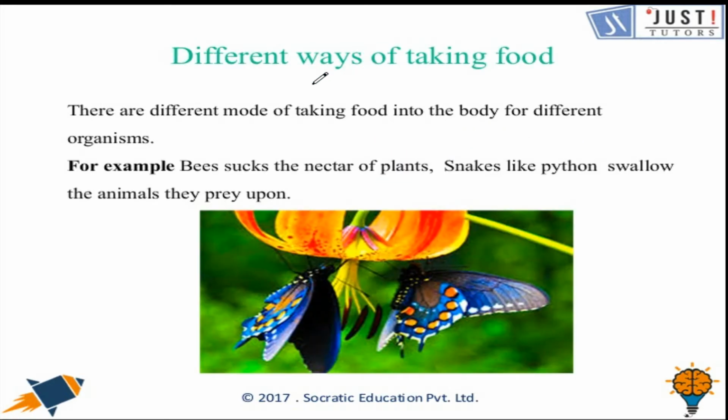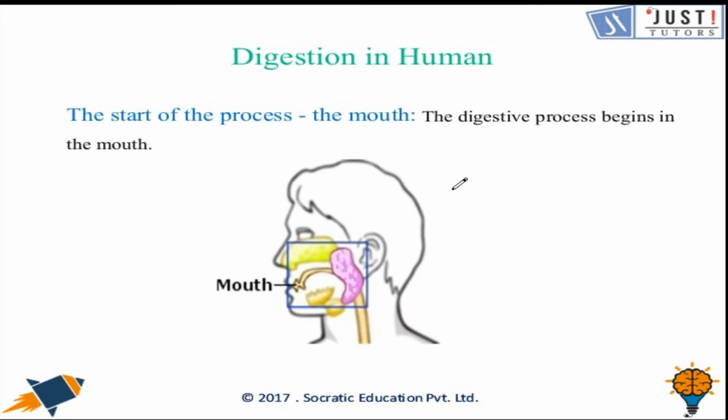Different ways of taking food. There are different modes of taking food into the body for different organisms. For example, bees suck the nectar of plants, and snakes like pythons swallow the animals they prey on. Now, let's start with the process.